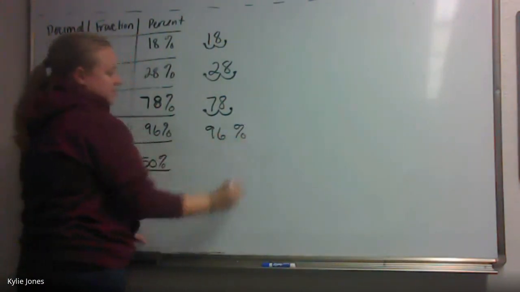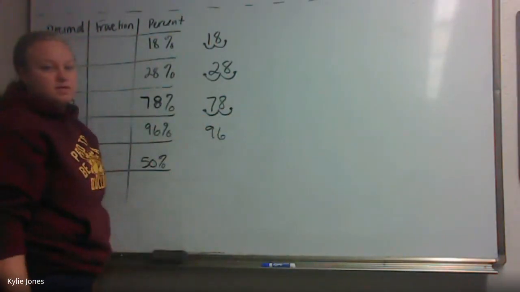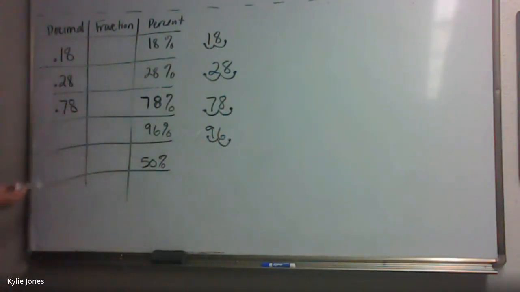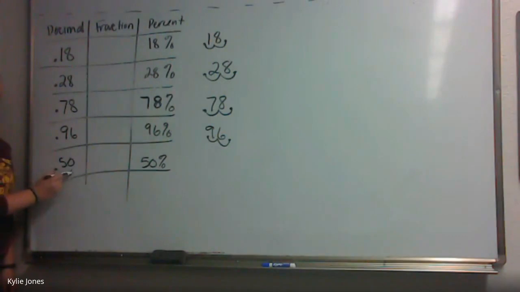Okay. Our next one, we have 96%. It's the same process. Get rid of your percent sign, put your decimal behind it, and move it twice. 0.96. What's this last one going to be? 0.50. Yep, 50 hundredths, or 0.5. Yeah, could be 0.5 too. They're the same thing, 0.5 and 0.50. Whichever works. Good. So that's percent to decimal, just moving the decimal 2 places to the left.